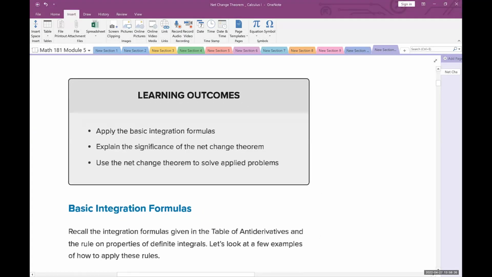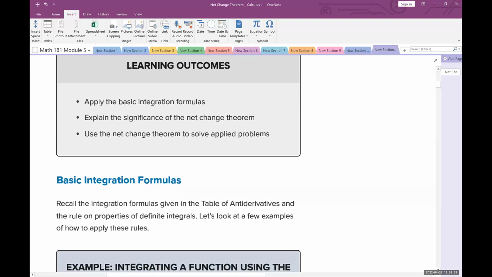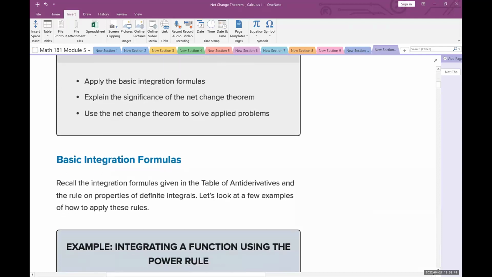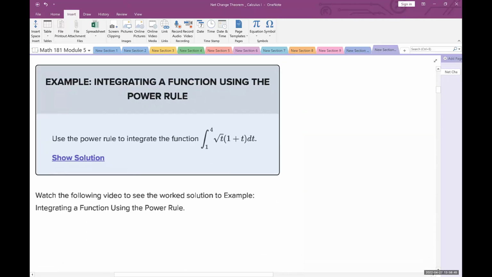So we're going to be applying basic integration formulas, basically reinforcing what we just did. Then the significance of net change: when you have areas above and below the axis, you have to take out the negative part, subtract the negative from the positive, and then use the net change theorem to solve applied problems. So here's our first one to look at. This one is really not net change, it's just practice of what we just learned.